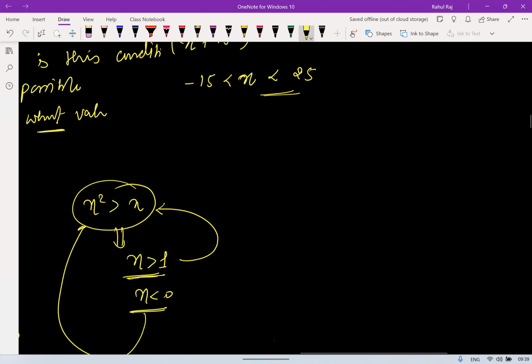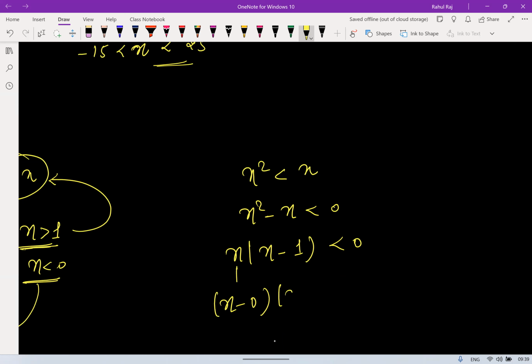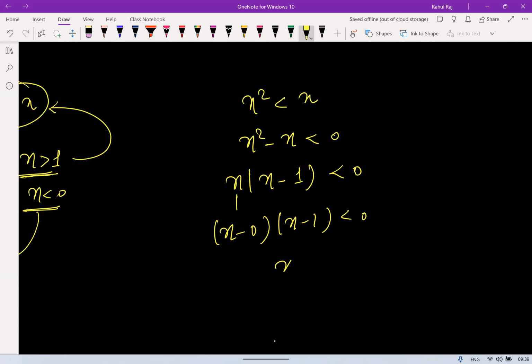So imagine if I say x square is less than x. Now your job is to simply solve it. That is nothing but x square minus x less than 0. That is nothing but x into x minus 1, which is less than 0. This x can be written as x minus 0, into x minus 1 less than 0. It means what? x lies between 0 and 1. Right?